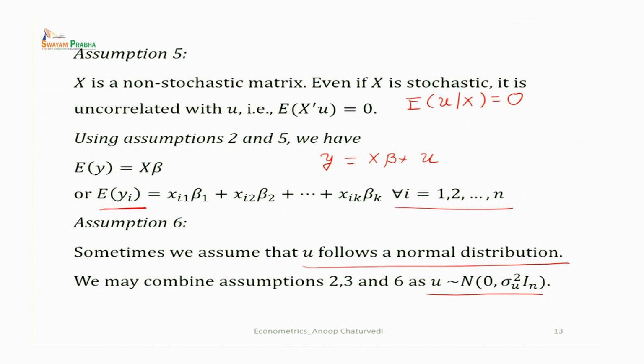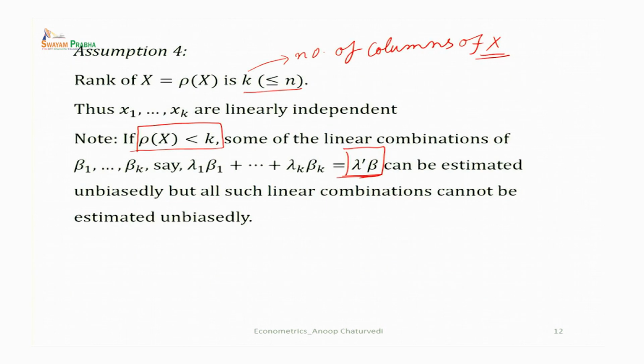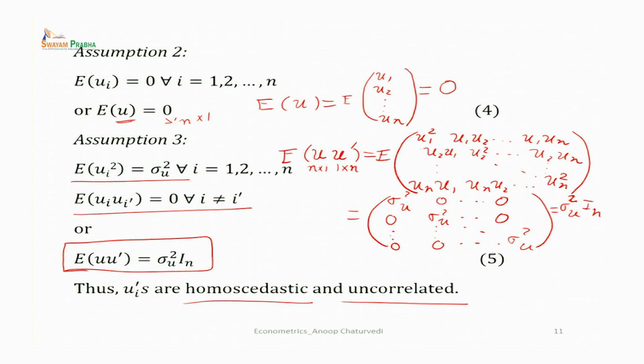Remember that our least square procedure is based on all these assumptions, but sometimes these assumptions may be violated. Then we require some alternative procedure for estimating the parameters. Just for example, if we take this assumption of homoscedasticity.